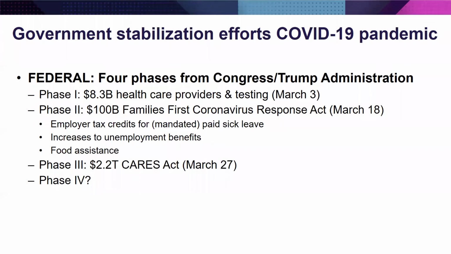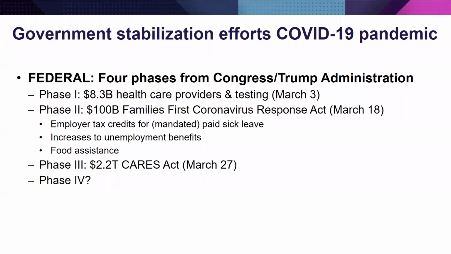What many are calling phase two, known as the Families First Coronavirus Response Act, was signed by the president on March 18th and provided $100 billion for extending unemployment benefits, providing employer tax credit, especially related to what is essentially mandated sick leave for employers under 500, and some food assistance measures.